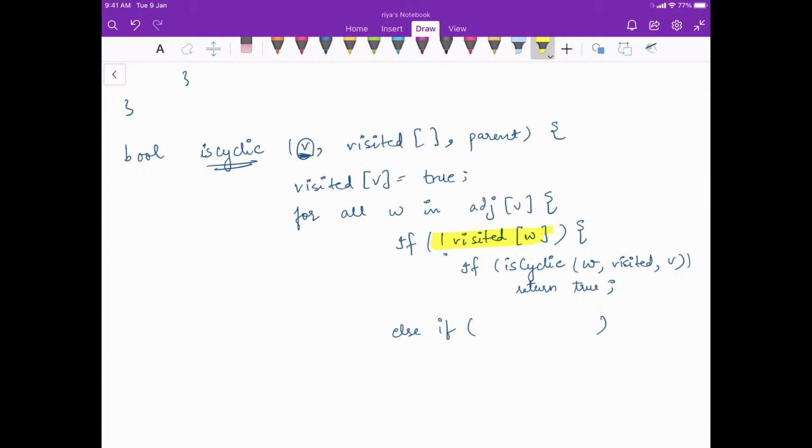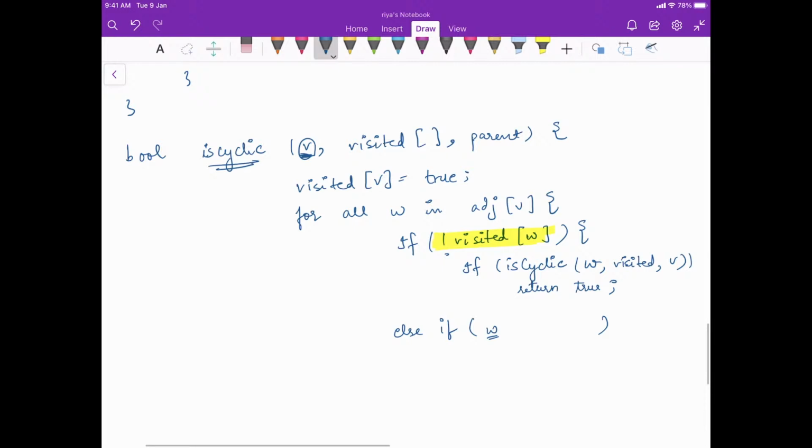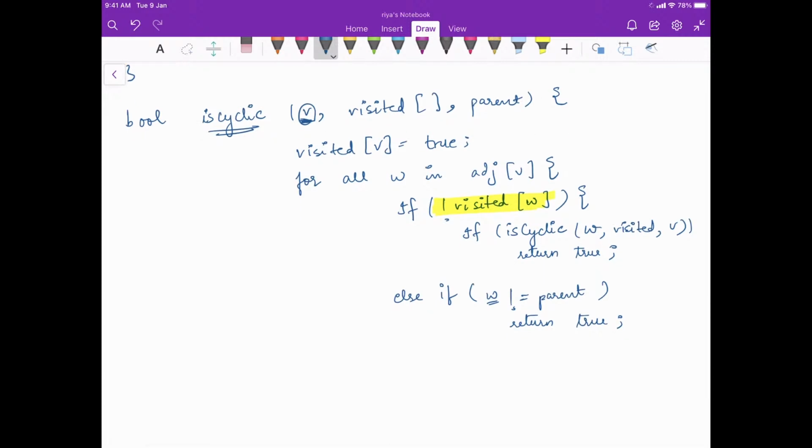Now the else case would be that the neighbor has been visited, and for that neighbor W, it is not equal to its parent. The neighbor that you just came across is visited and it is not equal to its parent. So this is the case where we can simply say that you return true, because that is the case of cycle being present. In all the other cases we will simply return a false.